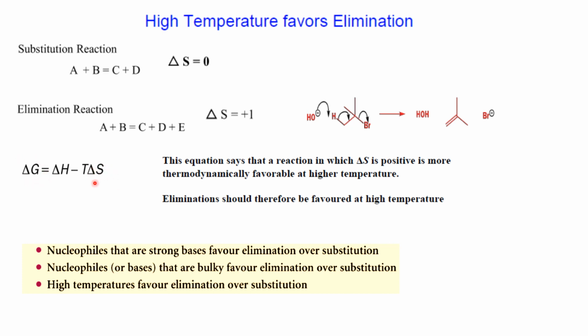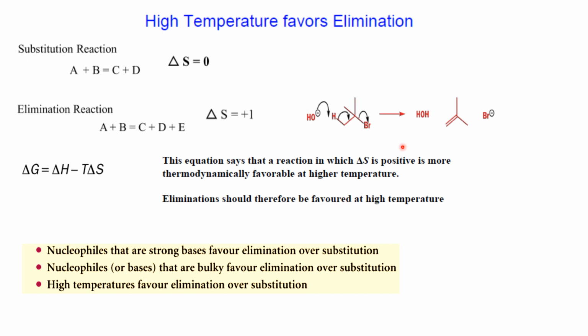So delta S is positive, so this factor is positive. In order to make this whole factor, that is T delta S, more positive, you should increase the value of temperature. That is why high temperature favors elimination reaction. But when the temperature is increased, it has nothing to do with the substitution reaction because delta S is 0. In the case of elimination, since delta S is positive, when temperature increases, the delta G for the reaction becomes more and more negative, and elimination is favored over substitution.